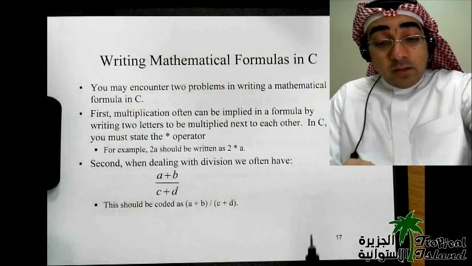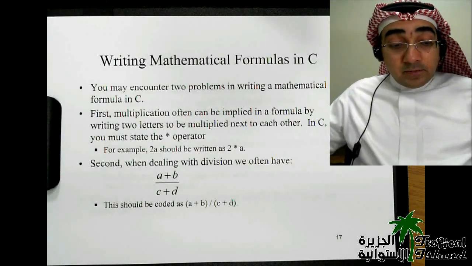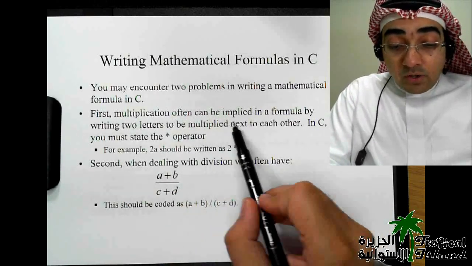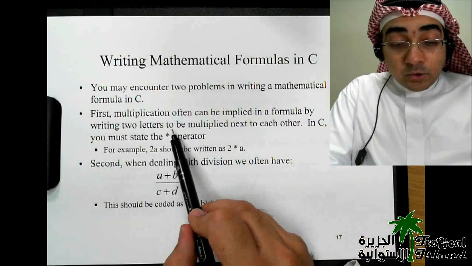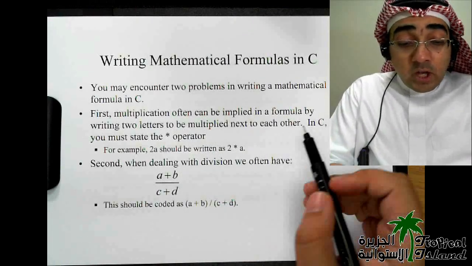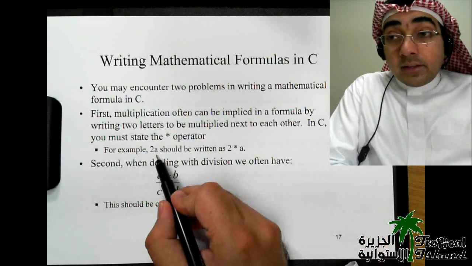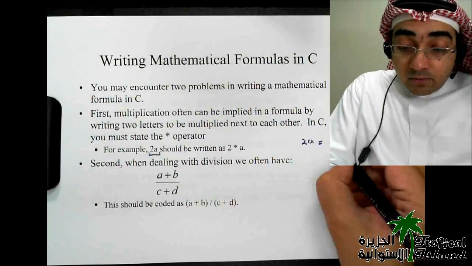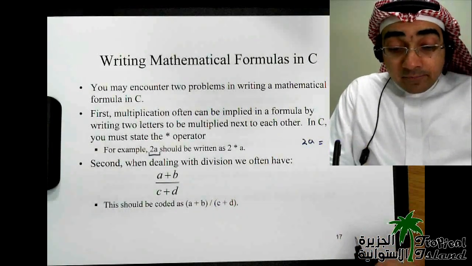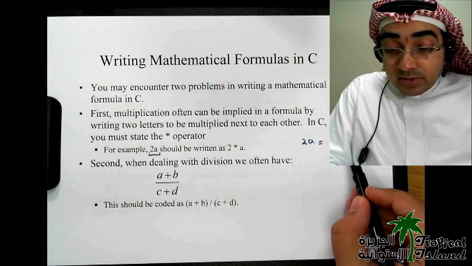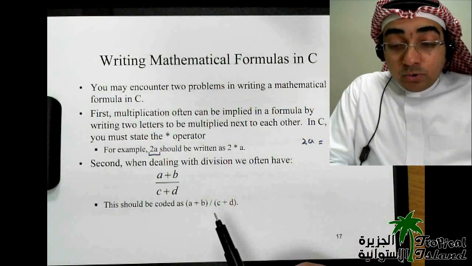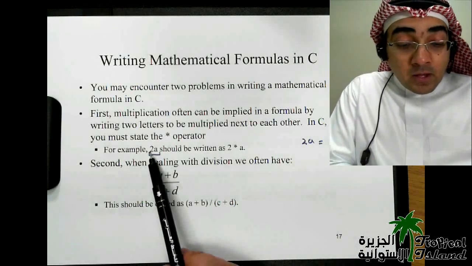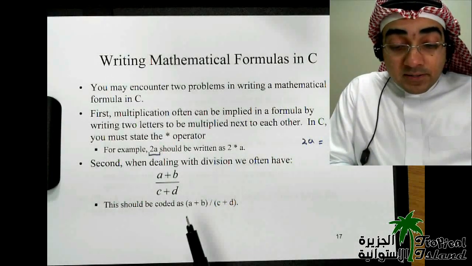Okay. Now, writing mathematical formulas. When you write mathematical formulas, you might encounter two problems. The first: multiplication often can be implied in formulas by writing two letters to be multiplied next to each other. So in math we do write 2a, for example. Writing 2a in math is equivalent to 2 multiplied by a. In C, you have to write it explicitly as 2 multiplied by a, because with 2a, it will think it's a variable name, and a variable name cannot start with a 2, so it's going to generate an error. So this is not permissible in C, whereas this is permissible in C.